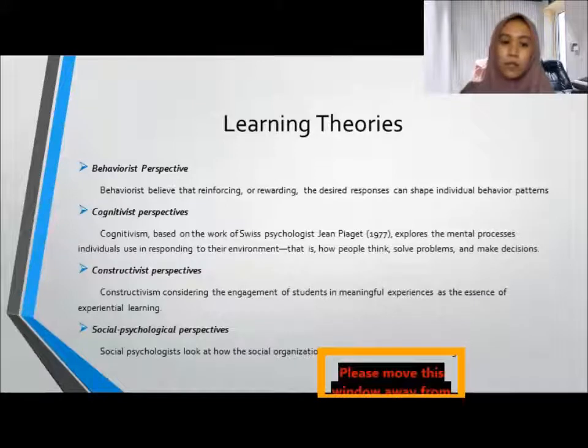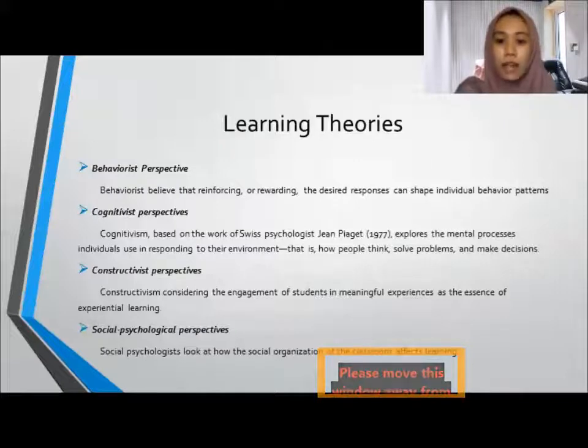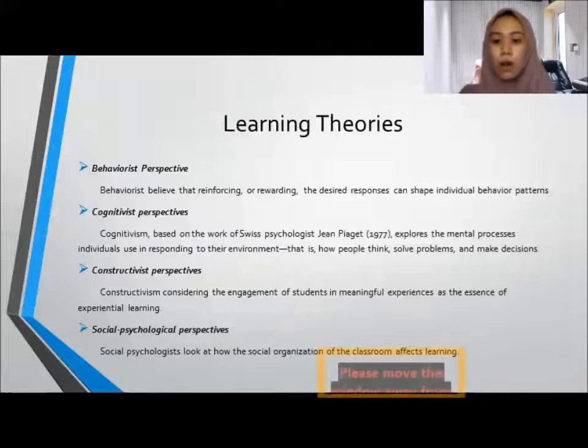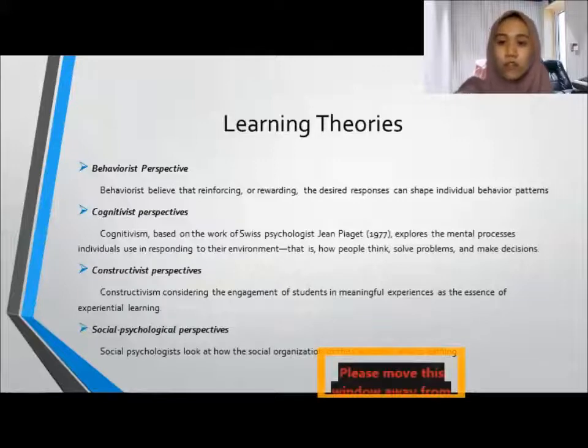And the last perspective is the social psychological perspective. Social psychologists look at how the social organization of the classroom affects learning. For example, the activities are cooperative learning, like small group collaboration, learner control instruction, and etc.